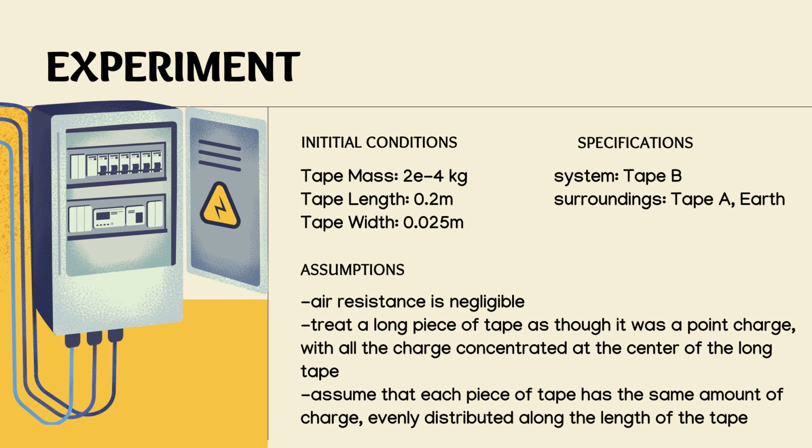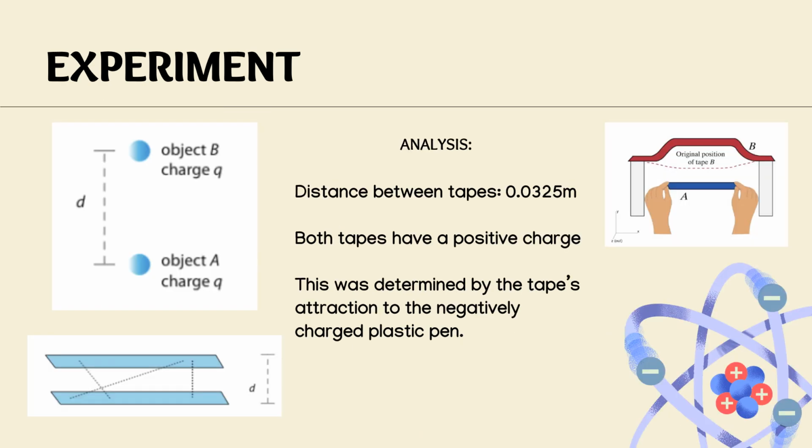So tape A and Earth are both exerting forces on tape B. The assumptions that we're making during this lab include that air resistance is negligible. We're also treating the long piece of tape as though it was a point charge, and all the charge is concentrated at the center of the long tape. And we're also assuming that each piece of tape has the same amount of charge that's evenly distributed along the length of the tape.